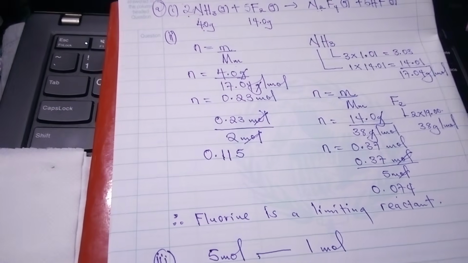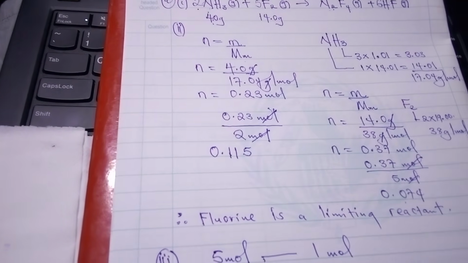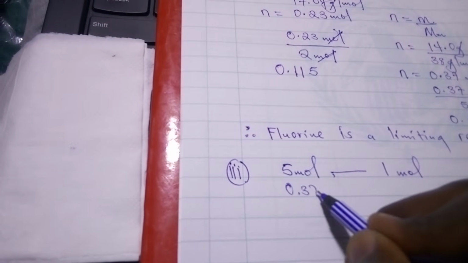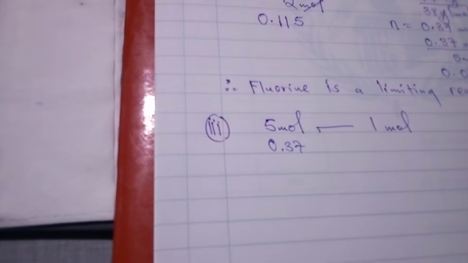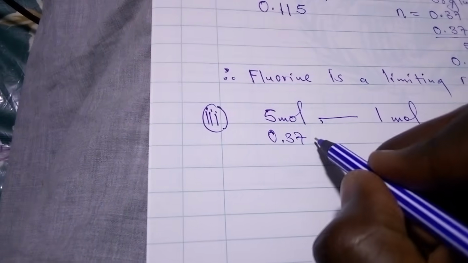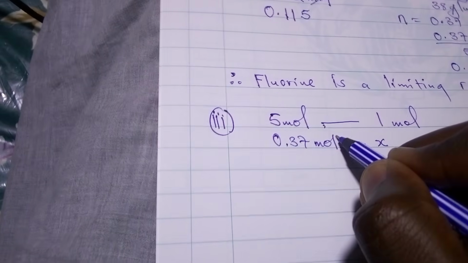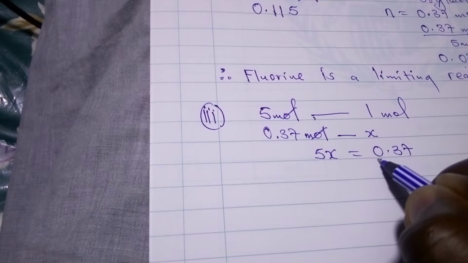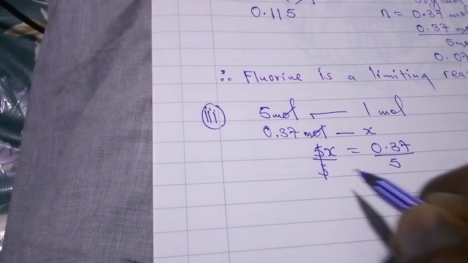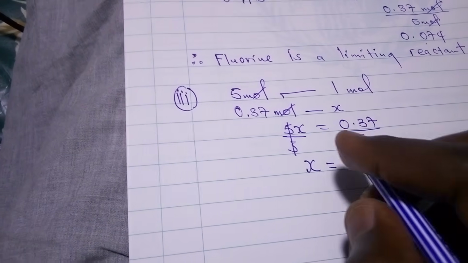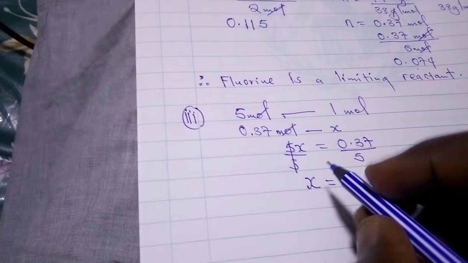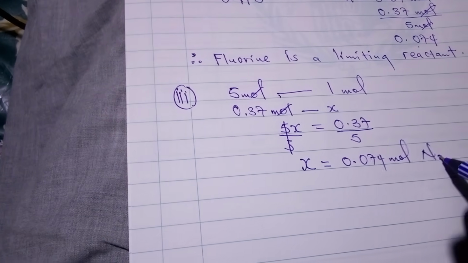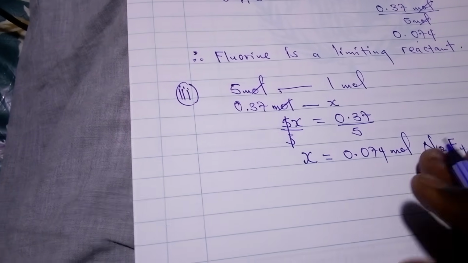So the number of moles of fluorine is 0.37 moles. So for the dinitrogen tetrafluoride, just put x moles, so 5x is equal to 0.37. Divide both sides by 5. So x is equal to, when you divide, 0.074 moles of dinitrogen tetrafluoride.